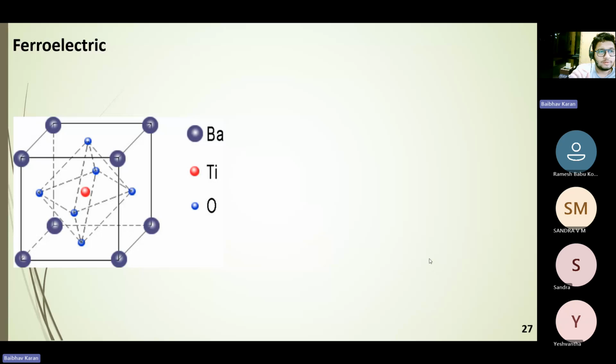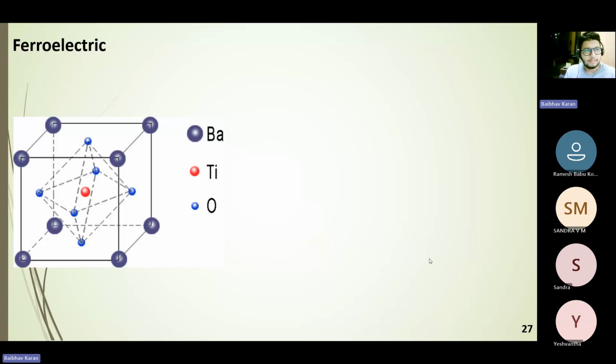Generally, materials are always neutral. If you see a material, generally they are neutral. They are not charged, or they will not show electromagnetism or anything else, if a material is neutral. But in ferroelectric material, this nominal charge is seen.